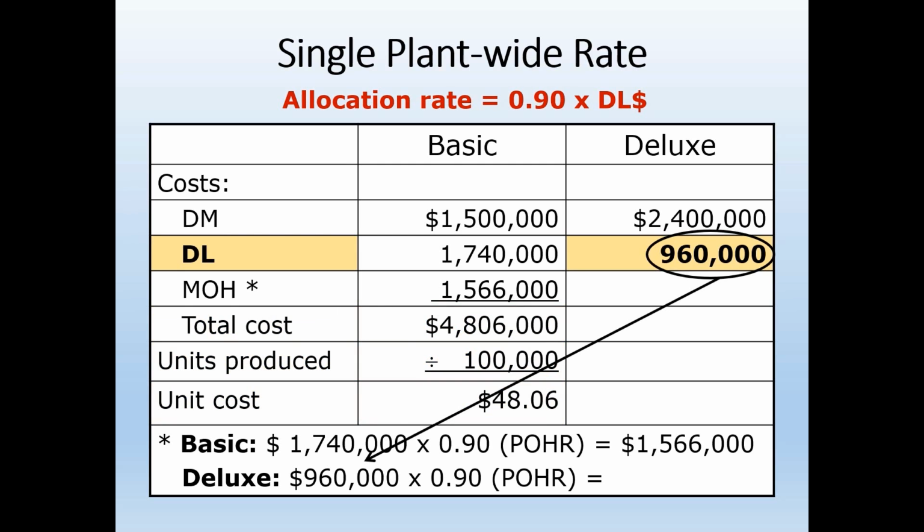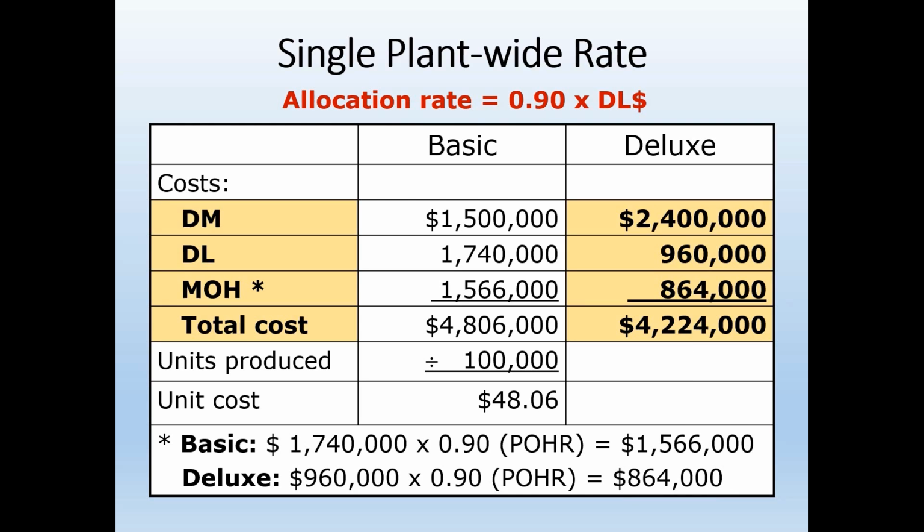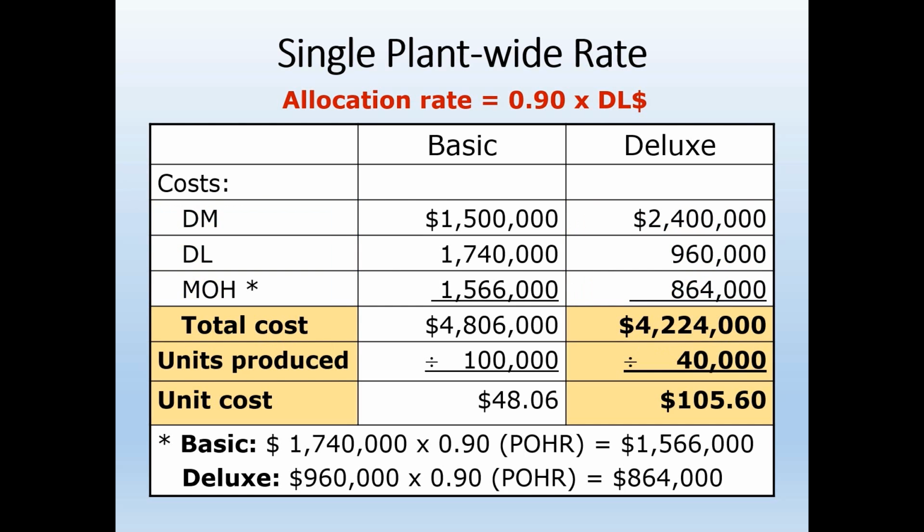We can do the same thing for the deluxe units by multiplying the total labor dollars times the 90 cent per labor dollar allocation rate to get the total amount of overhead allocated to the deluxe units, and add the direct materials, direct labor, and allocated overhead to get the total cost for the deluxe units, and divide by the total number of deluxe units to get the cost per deluxe unit.